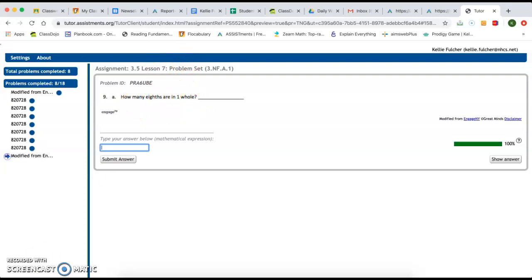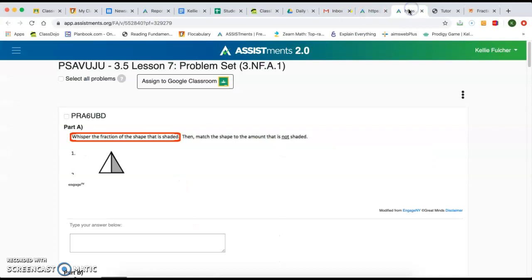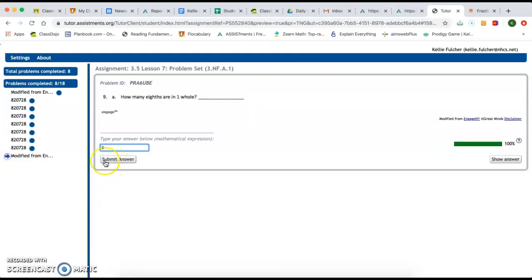How many eighths are in one whole? So here you can see that we're working with eighths. This whole section right here is a whole. That is 1. So how many eighths does it take to make one whole? 1, 2, 3, 4, 5, 6, 7, 8. Your bottom number is the total number to make a whole. So your answer there should be 8.